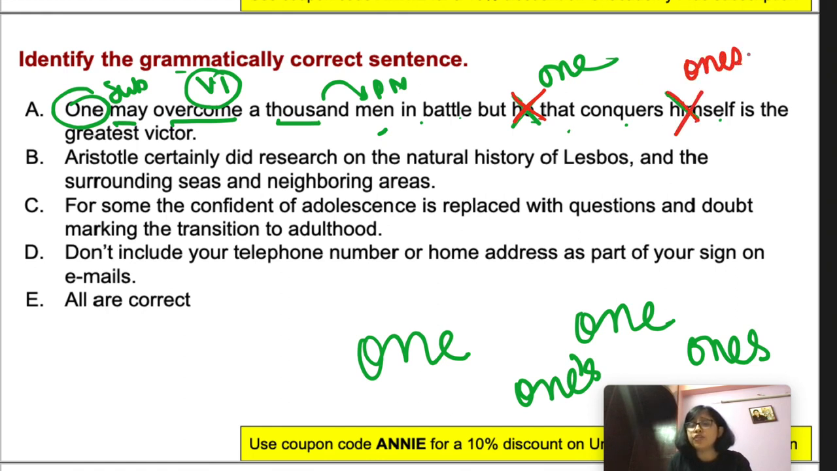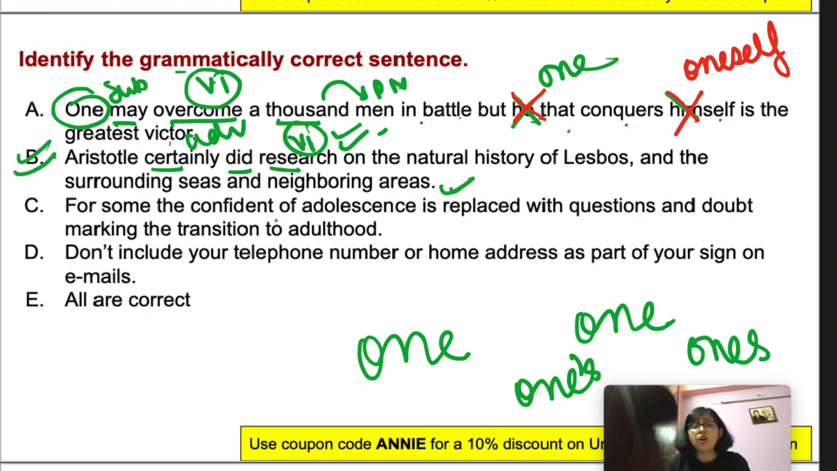Here oneself should be used. Is the greatest victor. Next, Aristotle certainly did research on the natural history of Lesbos and the surrounding seas and neighboring areas. Now, did plus V1 always. This is correct. Certainly is an adverb. Research on what? Research on the natural history of Lesbos and the surrounding seas and neighboring areas. This sentence is correct.